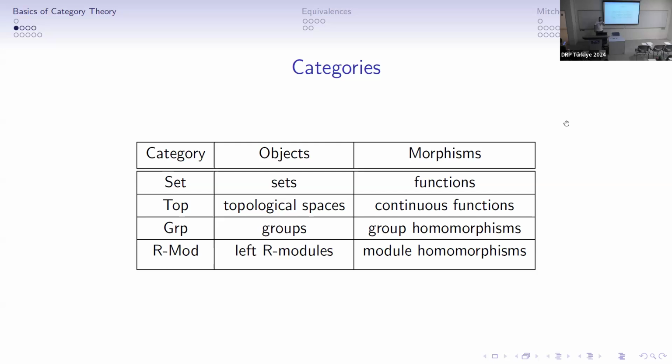So, categories are generalizations of mathematical structures. Before giving the formal definition, to give you a concrete idea, I'm going to give you the examples. So, in a category, we have objects and morphisms between objects. For example, in the category of sets, we have sets as objects and functions as morphisms. And for example, groups, we have a category whose objects are groups and morphisms are group homomorphisms.